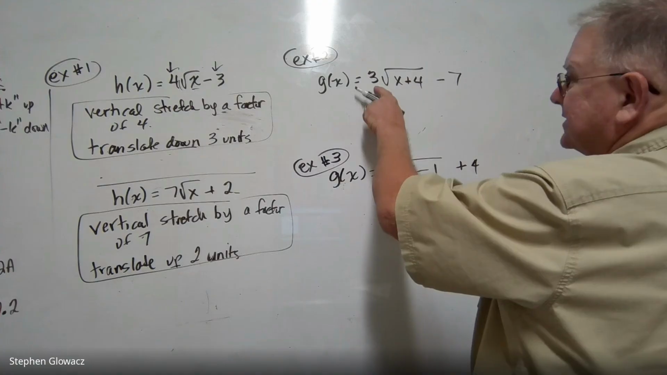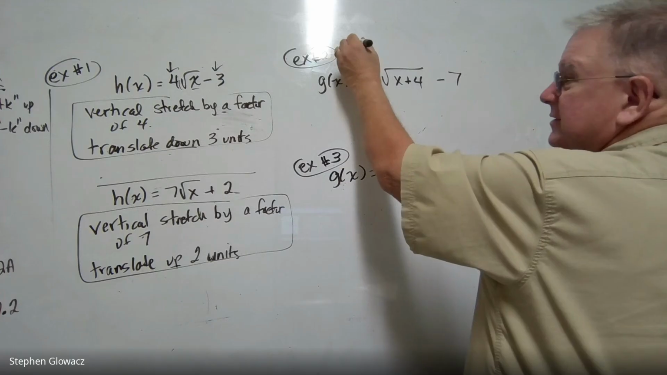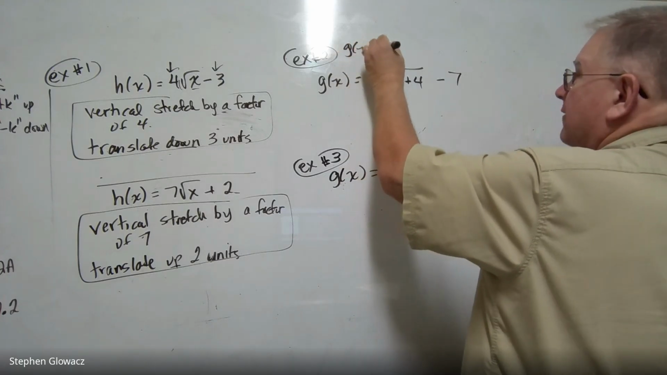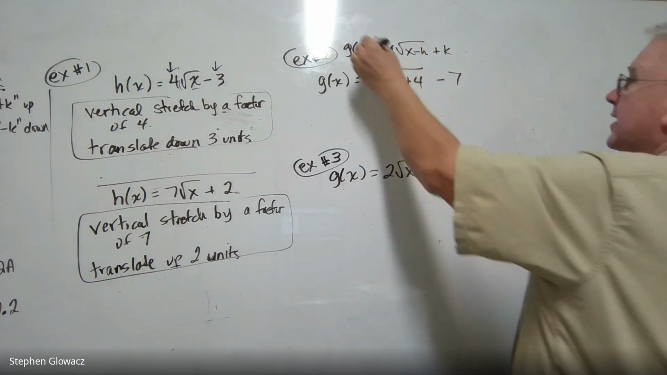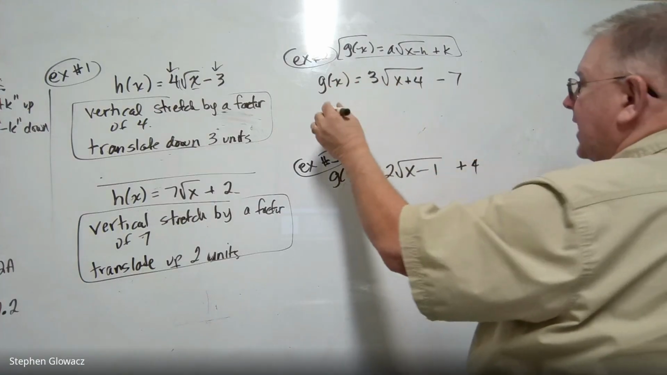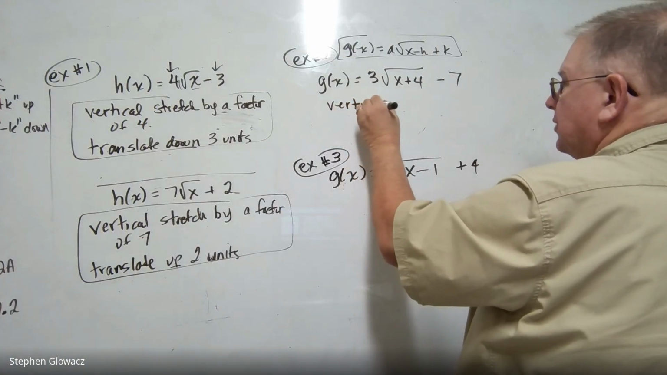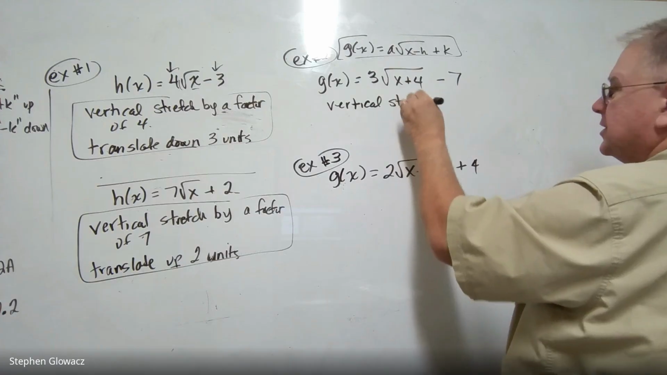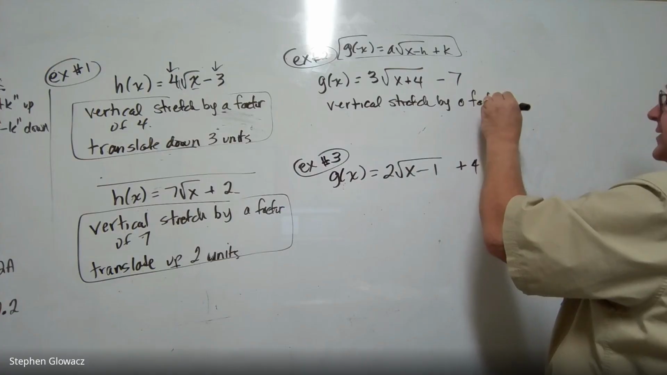So 3 is in the a position. It's outside of the radical. In fact, since I think that's off the screen, let's go ahead and put this up here so we have the general form. All right, so that's to the left of the radical. So that would be a vertical, and 3 is more than 1. So once again, we have a vertical stretch by a factor of, this time, 3.